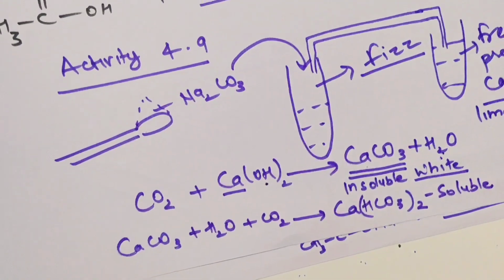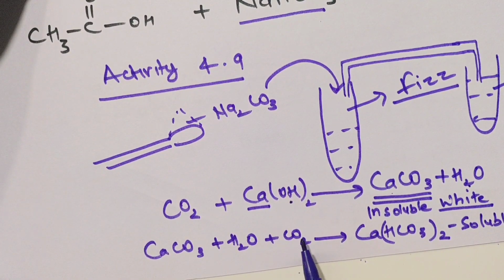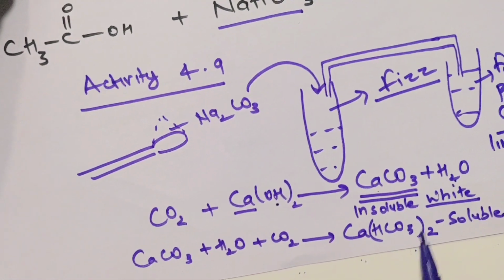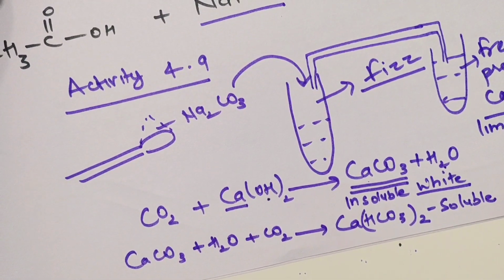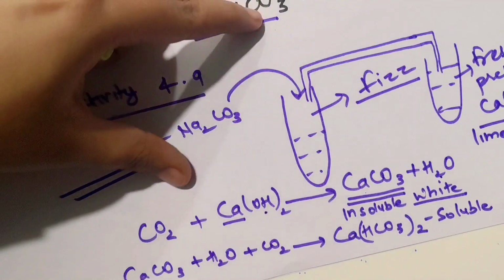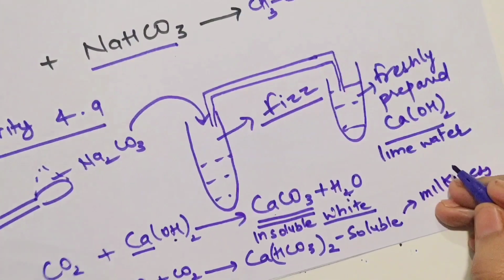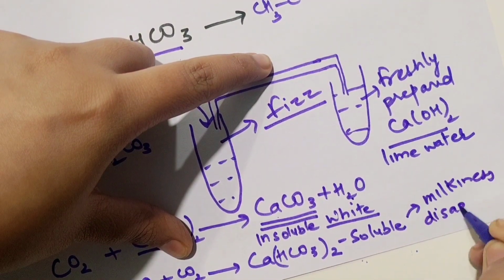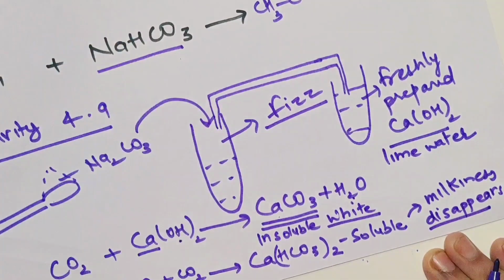It's soluble. So that means when milkiness combined with carbon dioxide, or calcium carbonate combined with carbon dioxide, it got consumed and produced something which is soluble. Soluble means you will not see any precipitates then, and precipitates got consumed. So the milkiness disappears when you keep on passing carbon dioxide.